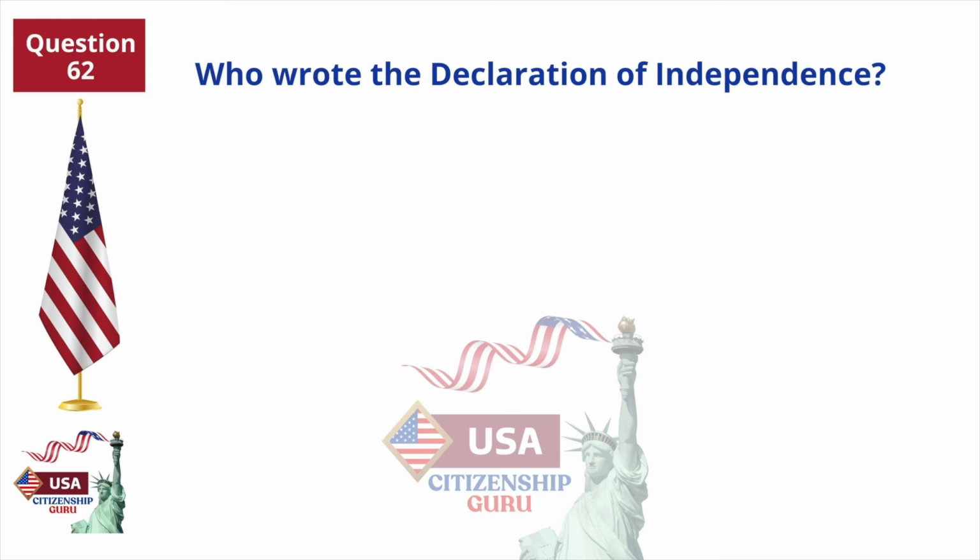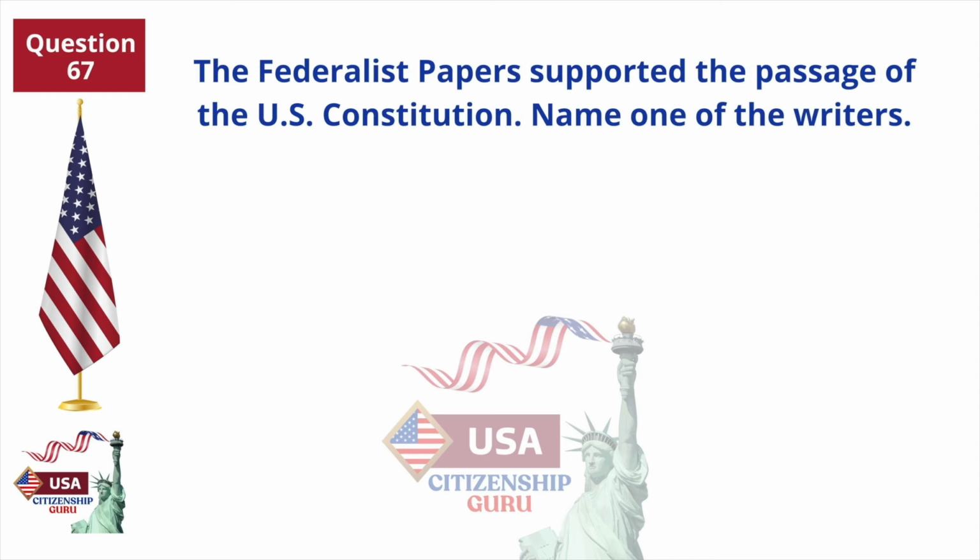Who wrote the Declaration of Independence? Thomas Jefferson. The Federalist Papers supported the passage of the U.S. Constitution. Name one of the writers. James Madison.